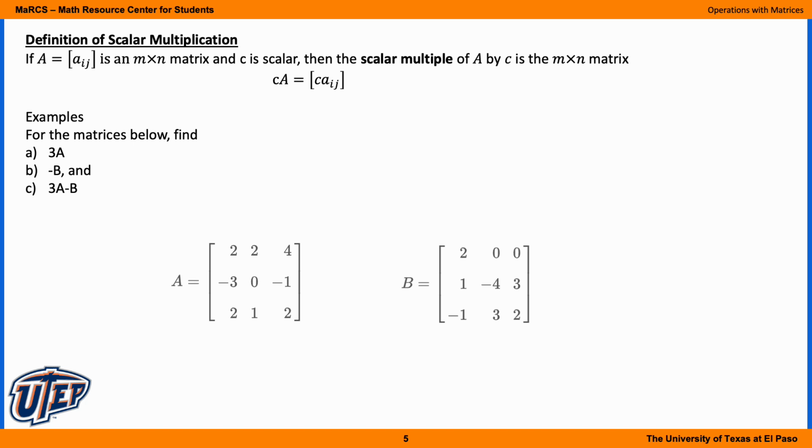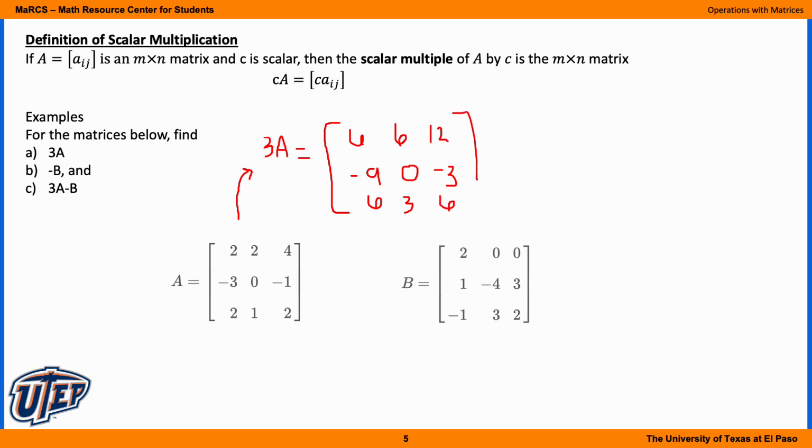For the first one, we are multiplying 3 times every entry in A. So 3 times 2 gives us 6 for the first entry in the first row. 3 times 4 gives us 12. 3 times -3 gives us -9. 3 times 0 is 0. And 3 times -1 is -3. Now 3 times 2 is 6. 3 times 1 is 3. And 3 times 2 is 6.